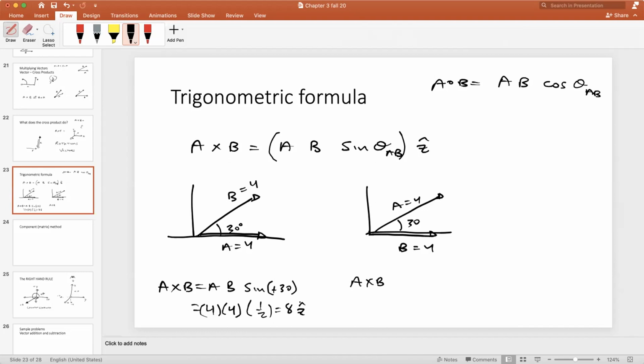By the right-hand rule, you're turning, A is being turned to B by the cross product. That's the same if you curl your fingers in that direction. This A cross B vector comes out of the page in the positive Z hat direction. Here, we get A B sine of the angle between them, but the sine from A to B is negative 30, right? You're going in the negative direction. And that brings up something kind of important that I need to bring up right now.